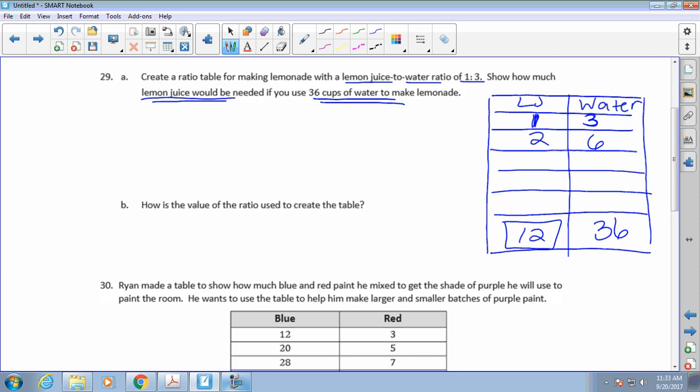All right. What is the value of the ratio used to create the table? So again, what is that ratio in simplest form? Somebody please tell me that. What's the ratio in simplest form? Riley? 1/3. 1/3, or we would say 1 to 3, right?